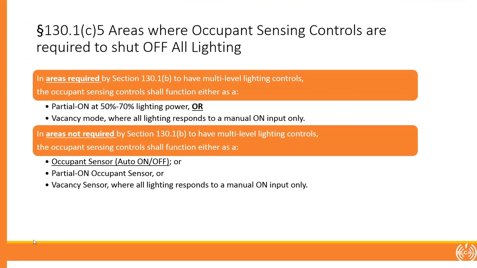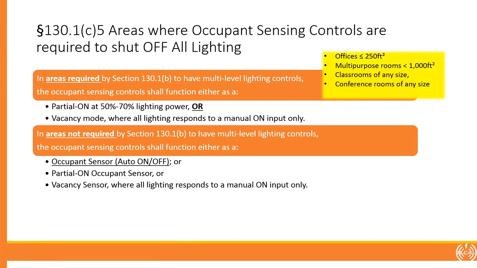So let's talk about the same areas we brought up earlier, and let's think about what's required as far as mode of operation when we're utilizing these sensors. So if any of these four spaces have triggered the multi-level lighting controls, section 130.1b, then we know we have to utilize a mode of operation that will be one of the two following. It's either going to be partial on at 50 to 70% lighting power, or you do a vacancy mode within the space. Again, only if you have triggered 130.1b multi-level lighting controls for these four spaces.